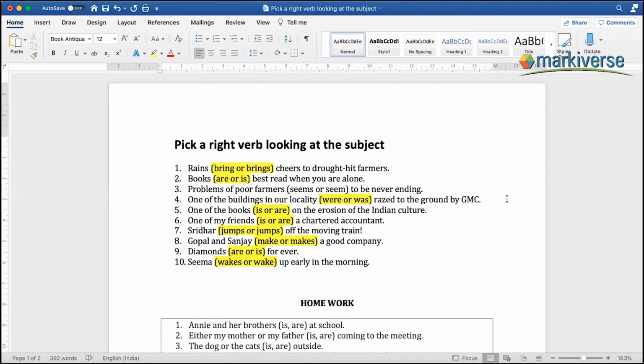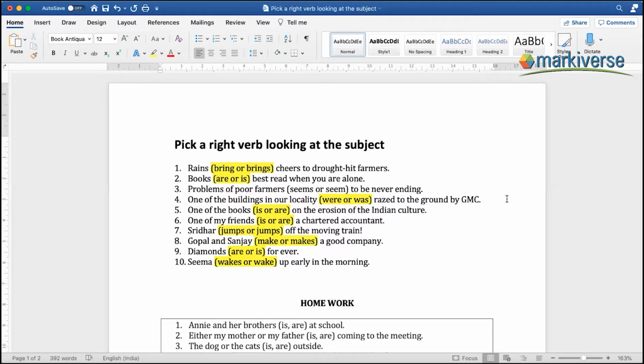So if you have a singular subject, you should have a singular verb. If you have a plural subject, you should have a plural verb. I also mentioned that the singular verbs do take s at the end, whereas the plural verbs drop s at the end. This is exactly the reverse of nouns. When I say chair, it is singular. When I say chairs, it becomes plural, right? But in the case of verbs, it is ulta, it is reverse.